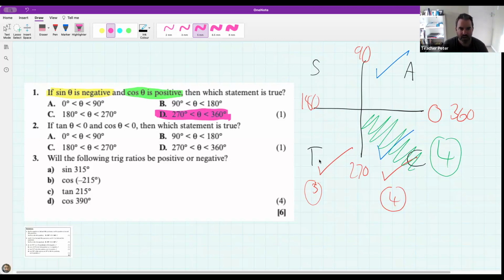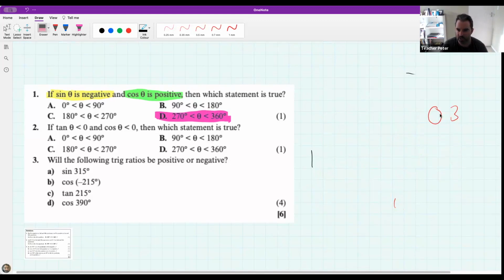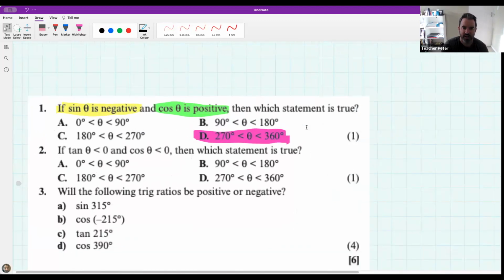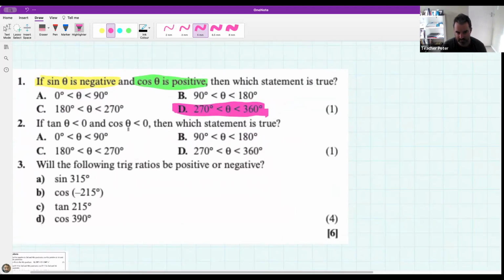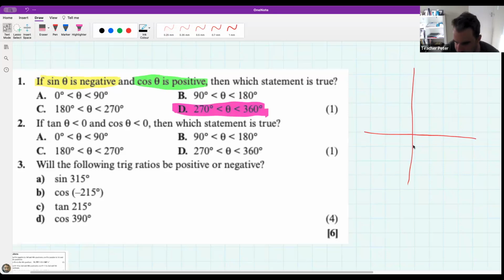Okay, so I want you to try and do number 2 now. So look at number 2 and see if you can give me the correct answer for number 2. If tan of theta is less than 0 or negative, and cos of theta is also negative, which of these 4 options do you think is correct? I'll give you a chance to draw your own cast diagram and to draw some ticks to help guide you.